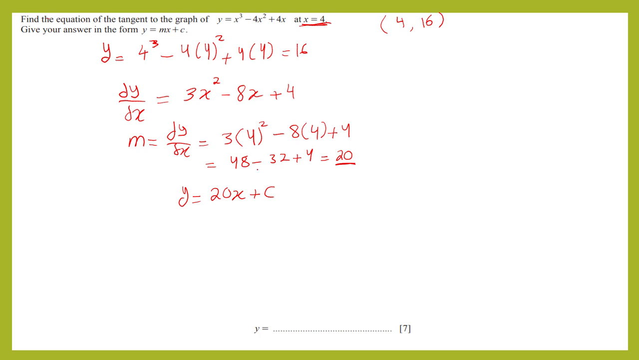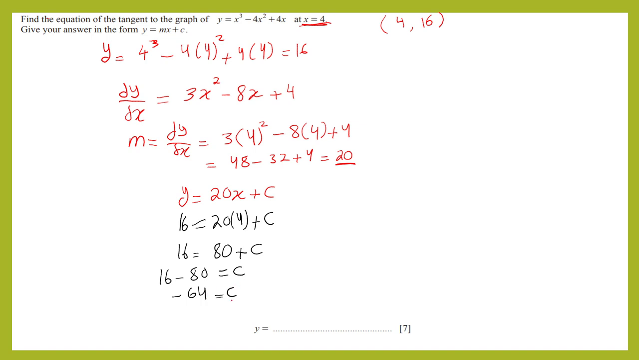So what you will do is you're going to replace each x by 4 and each y by 16. So 16 equals 20 multiplied by 4, then plus c. So it will be 16 equals 20 by 4 is 80, 80 plus c. So just shift this one there. It will be 16 minus 80 equals c. So c is negative 64.